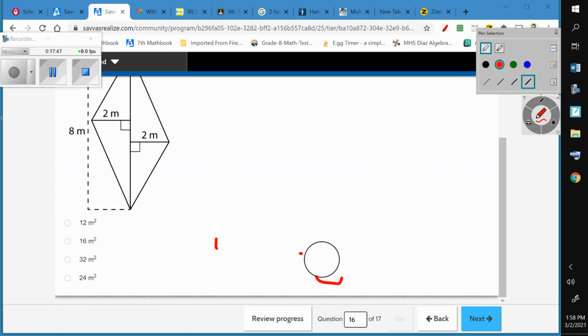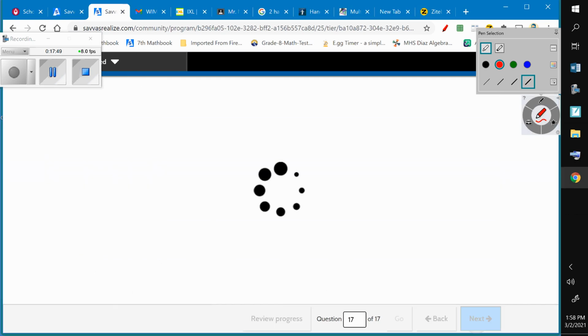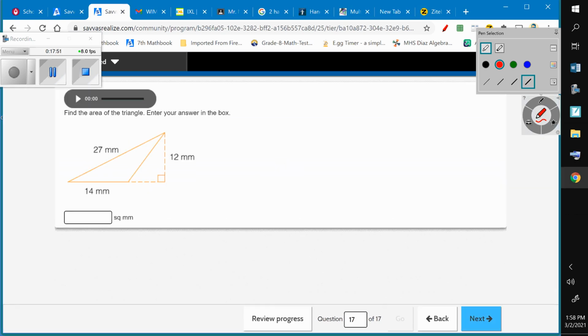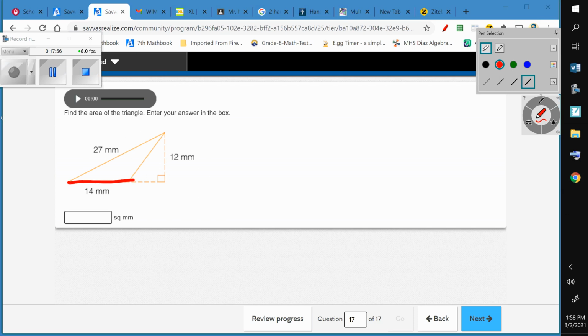And that leaves us with one more, and we're going to finish in less than 20 minutes, which is great. Find the area of the triangle, class. It's base times height divided by 2. Or cut that number in half and multiply times 14. Whichever one works, do that, and you're done.